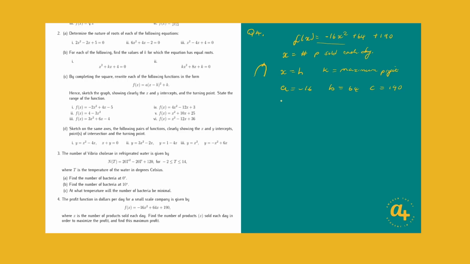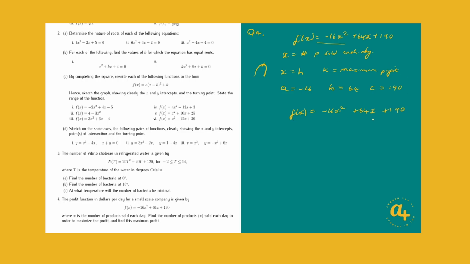Now that we have that out of the way, let us solve our question using the first method, which was completing the square. So the first thing that we're going to do is write down our function once again, so that we have f(x) = -16x² + 64x + 190. Forgot to write down an x here as well.